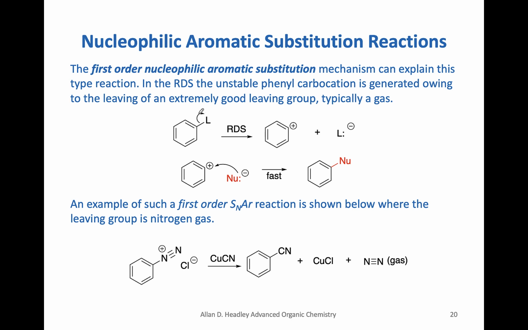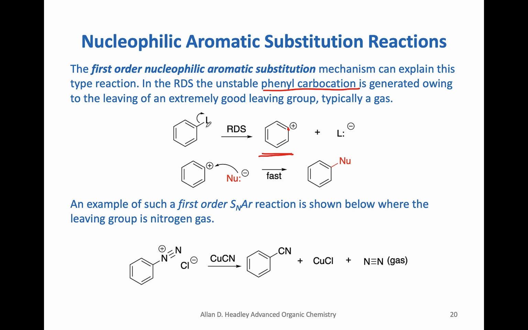So the first mechanism that we look at is this. It's possible for the leaving group to leave in a rate determining step to create this phenyl carbocation. As you can imagine, this phenyl carbocation is not nearly as stable as your alkyl carbocation. This is sitting in an sp2 orbital, so it's not as stable.